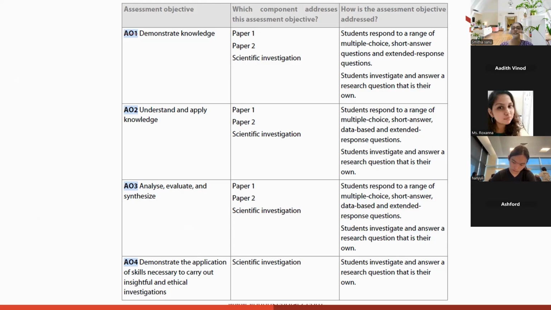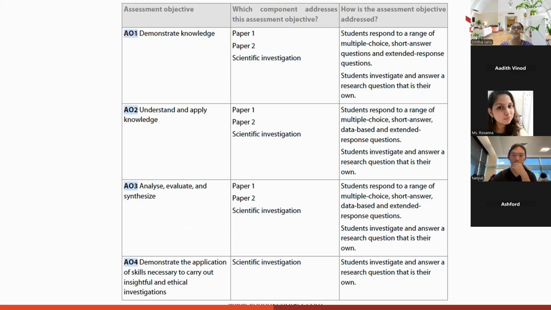AO2 is your application. That is where whatever knowledge you have, you're going to extend it to a given situation. For example, if it's force, then you have force in mechanics, you have force in gravity, you have force in electrostatics. Whatever you know, how are you going to apply it in multiple choice, data-based questions, that is data analysis questions, or whether it's a theory paper, short answers. So this is your understanding of knowledge. You're going to apply it in situations.